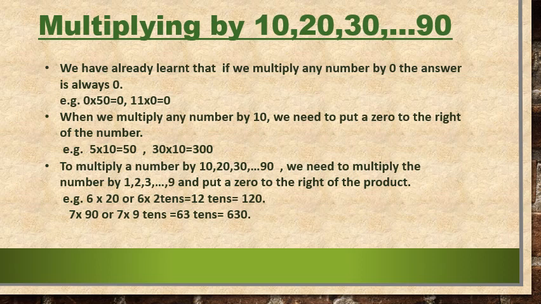Likewise, 7 into 90 or 7 into 9 tens. So 7 into 9 tens gives us 63 tens that equal to 630. So girls, do you understand how can we do multiplication by 10, 20, 30 and so on?